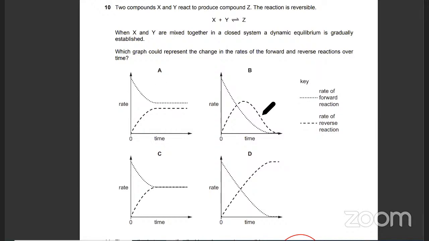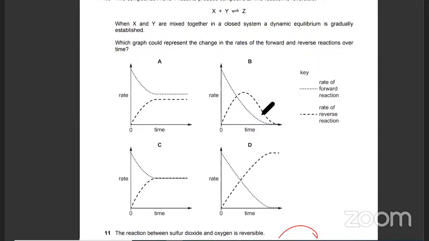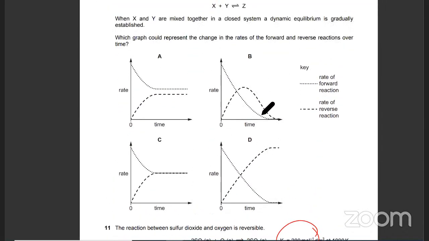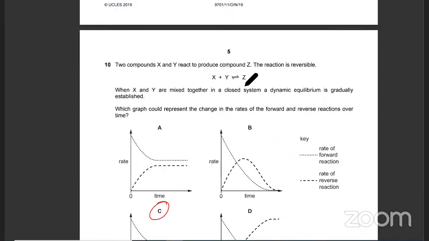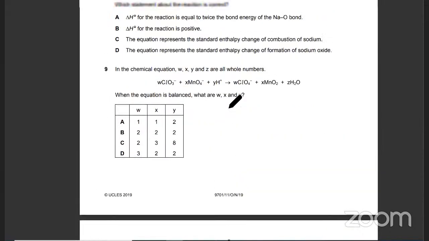I don't know what B is. What is B? Abstract art. Sorry. I thought this was one option. There are actually 4 different options. So it's going to be C, right? Yes, because eventually the rates would become equal. Rate of forward reaction equals the rate of backward reaction.